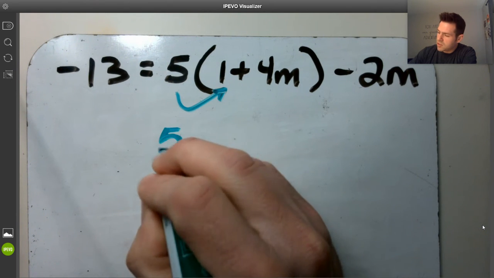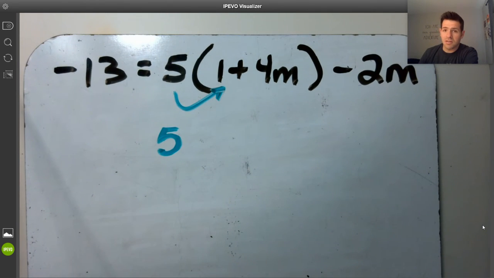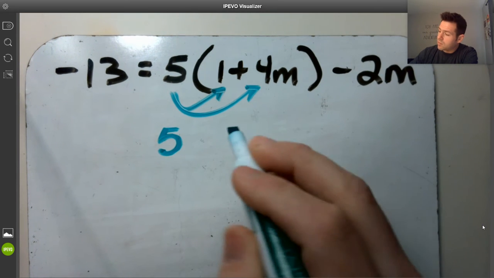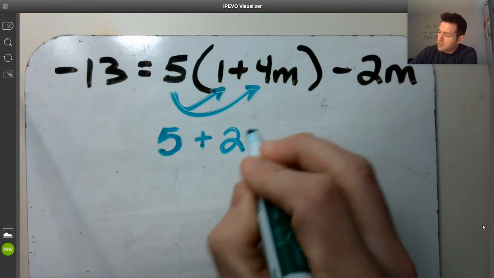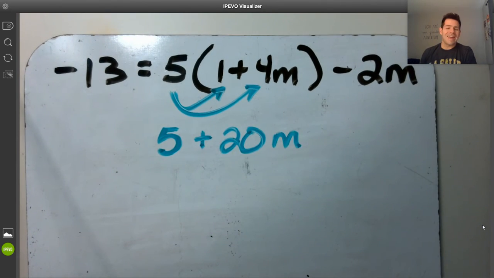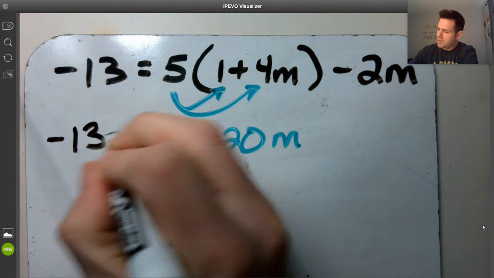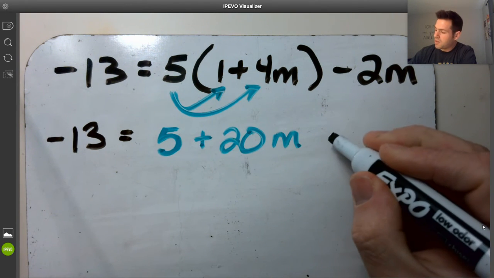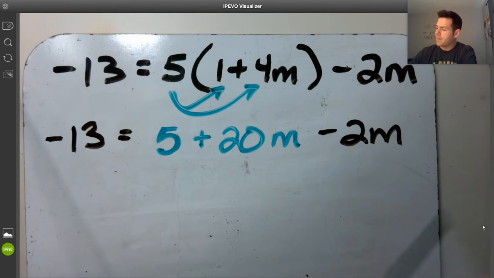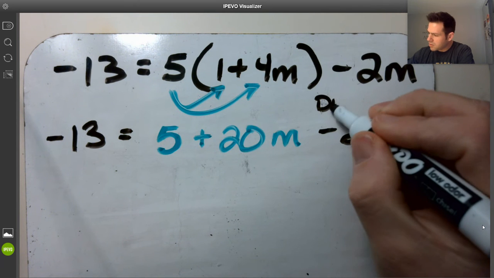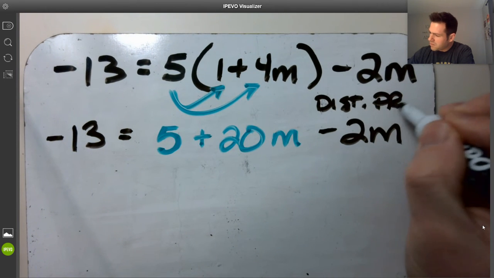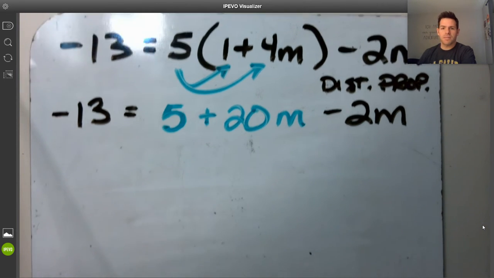When I do distribution, make sure we understand we're doing multiplication, and 5 times 4m would give me 5 times 4 is 20. M comes for the ride. And every single thing that's left in the problem is just going to drop down, including that negative 2m, not a part of distribution. So let's go ahead. We have negative 13 is equal to 5 plus 20m minus 2m. And in that step right there, I only did the distributive property. So I'm going to make a quick note of that for myself. Hopefully you continue to make those notes down for yourself there.